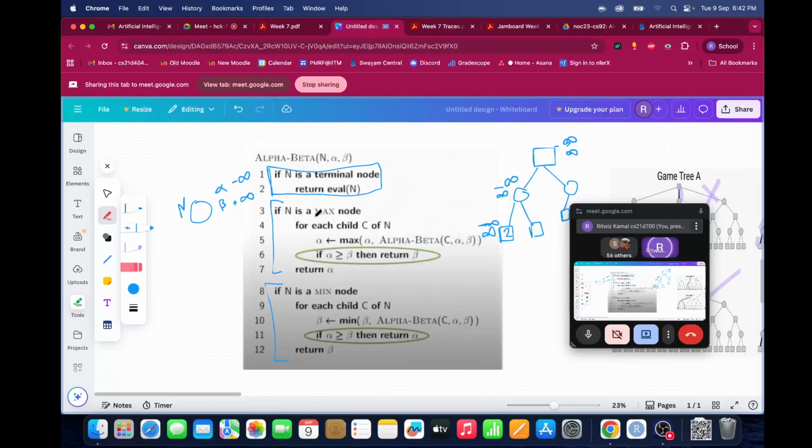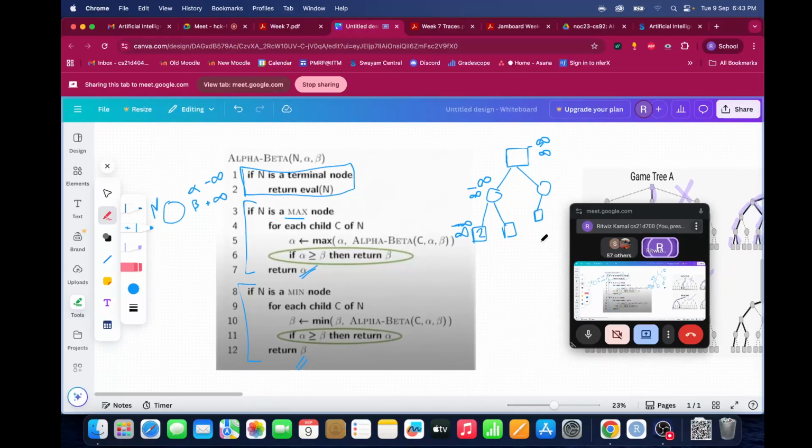Okay, we see that if it's a max node, unless a cutoff condition is reached, the alpha value will be updated. Yeah, the alpha value will be updated. And if it's a min node, similarly a beta value will be updated unless the cutoff condition is reached. That is the general flow of the alpha beta algorithm.